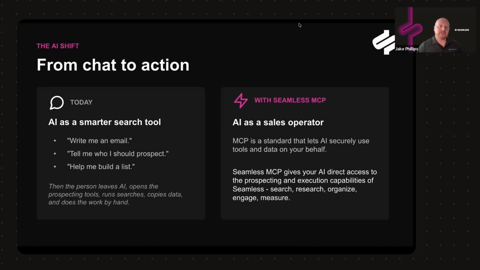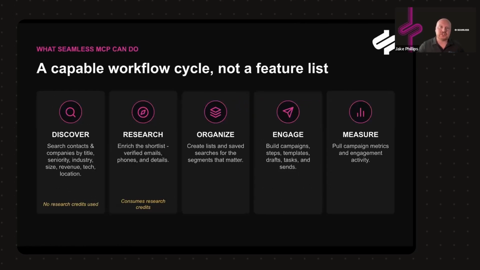As I mentioned earlier, this is essentially taking you from a chat interface to action-oriented chats. Historically, AI was a smarter search tool. Write me an email, tell me who I should prospect, help build me a list, some of those types of individual things. This is helping layer on it as a sales operator. So it's not just standalone. It allows you to execute capabilities within AI. You can search, research, organize, engage, and highlighting some of what Seamless can do here as that full capable workflow and not just an individual feature list of one-off things.